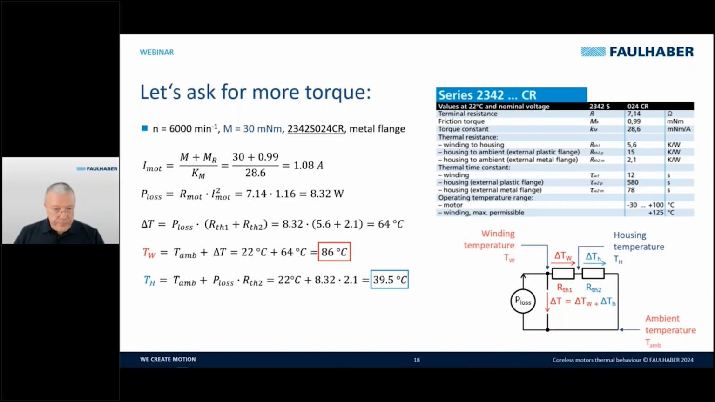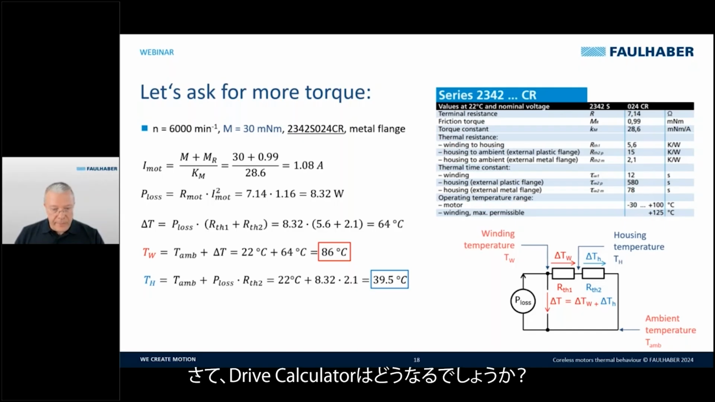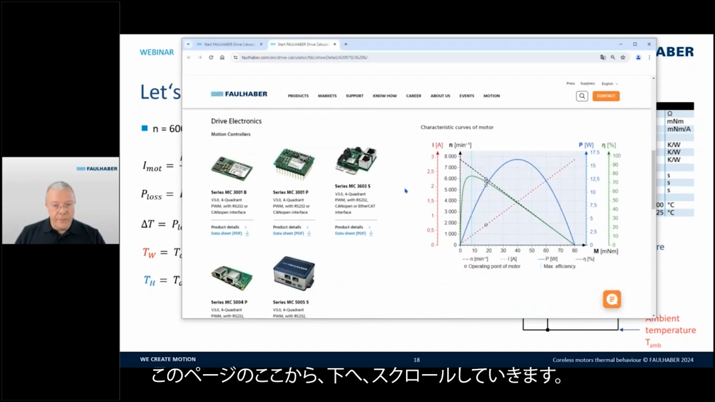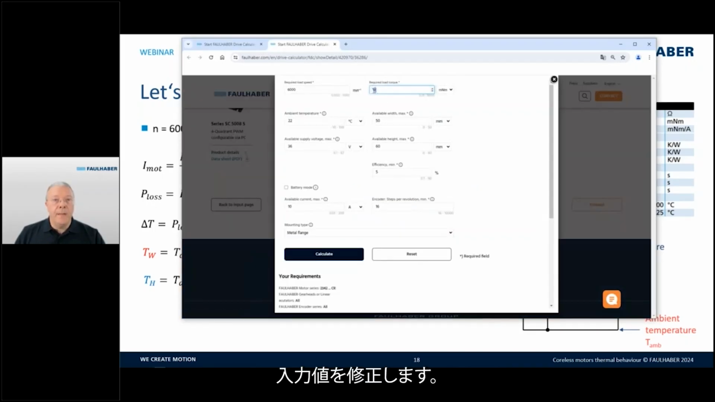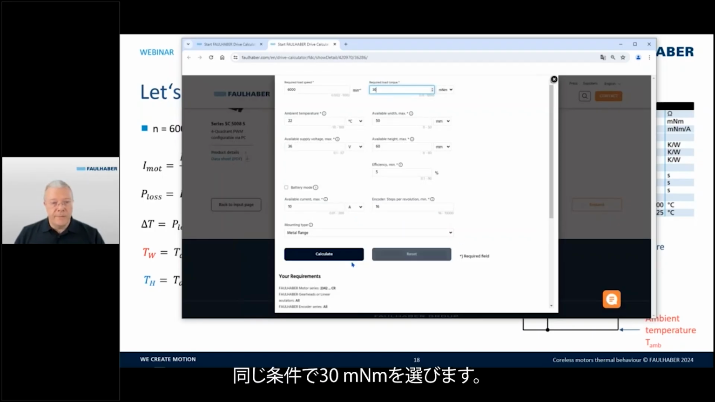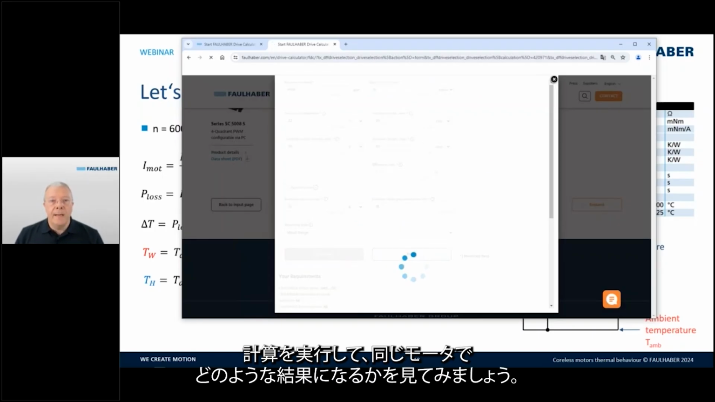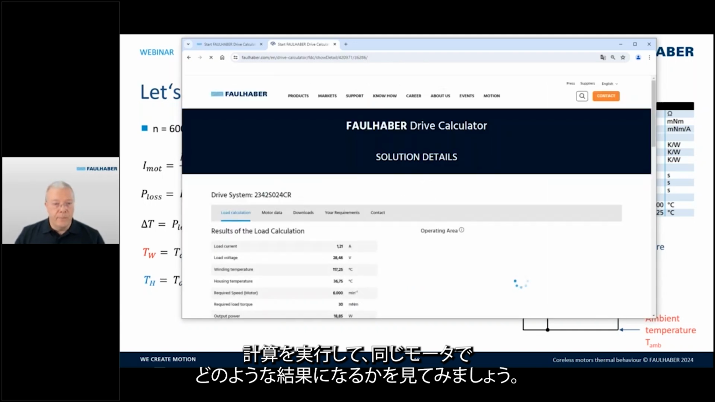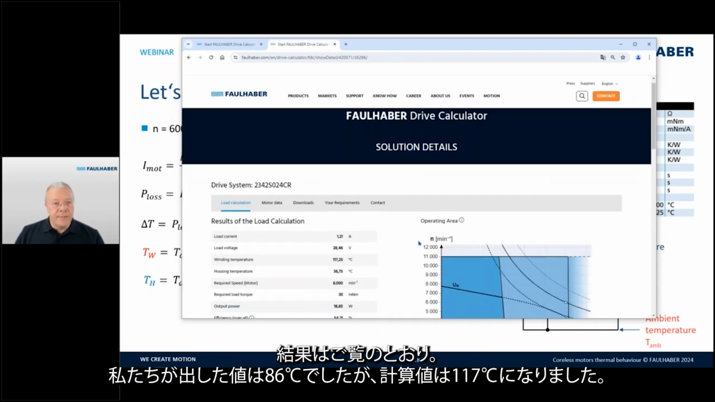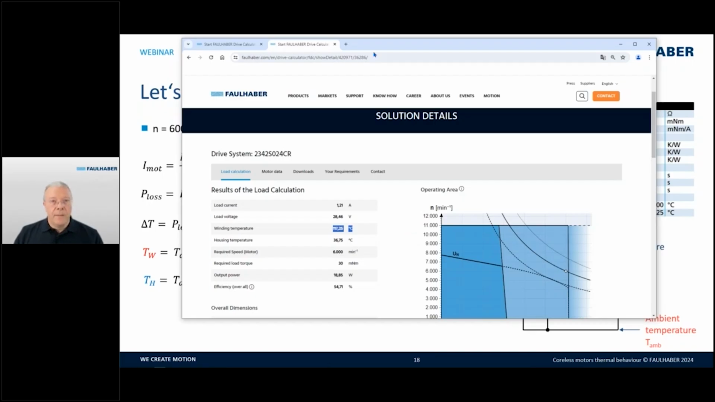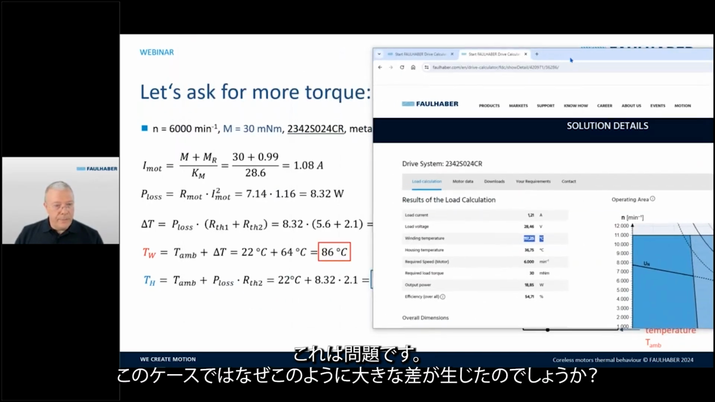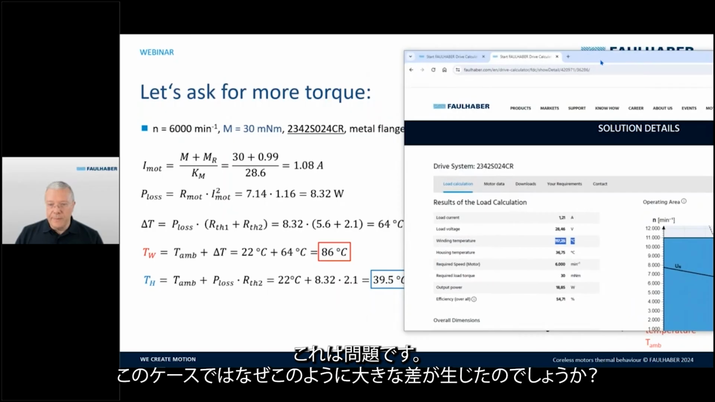86 degrees. What happens in the drive calculator? From this page here, we can go down, scrolling down, we can modify the input value, and then we can select 30 milliNewton meter under the same conditions. Let's calculate and let's see what happens with the same motor. Now you can see the results, we have 86, but now the calculated value is 170. That's a problem. Why do we have this huge difference in this case?